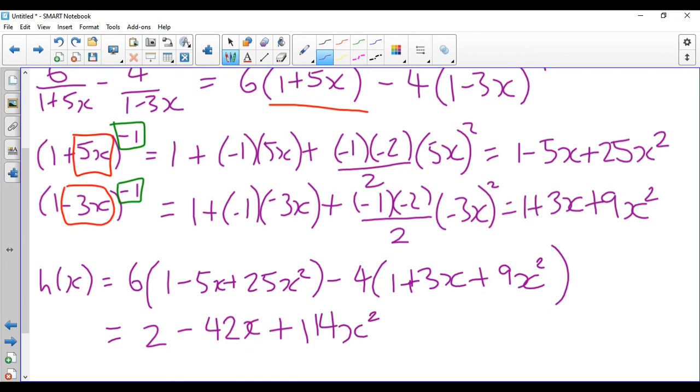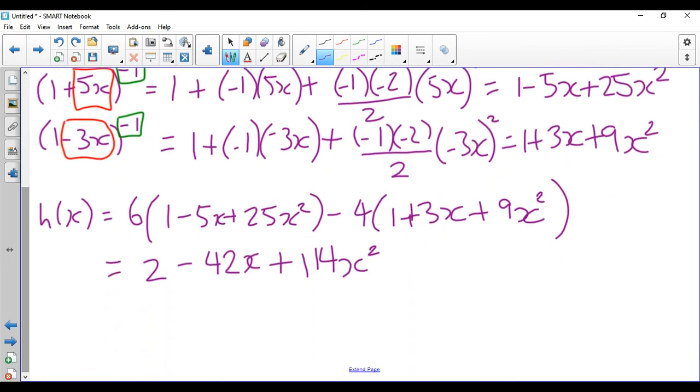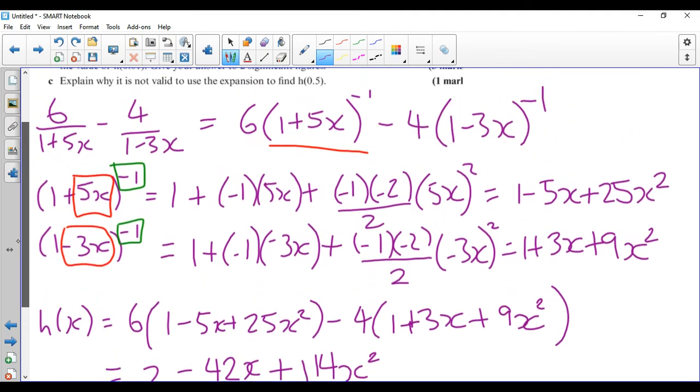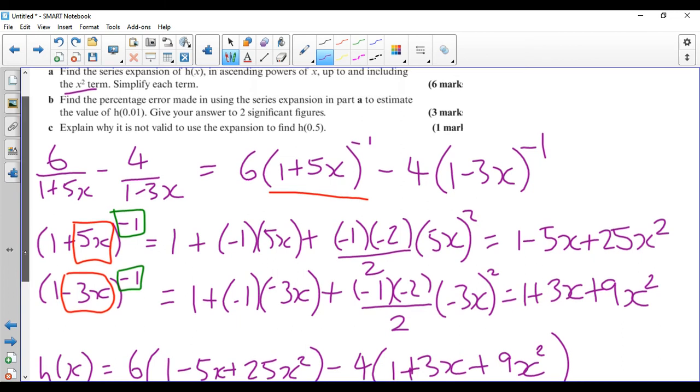The line above is enough work, as I've clearly shown how I'm using my expansions. So I've got my expansion and now I'm going to have to use it. The question says, find the percentage error in using the series expansion from part a to estimate the value of h at 0.01, to 2 significant figures.